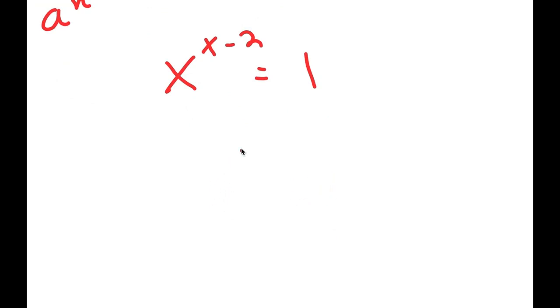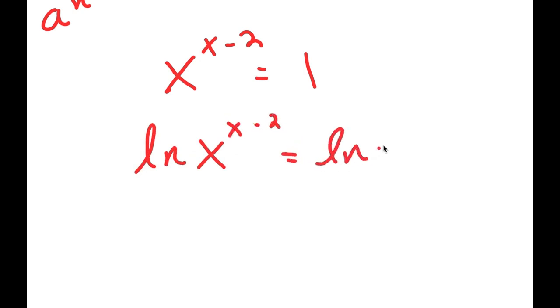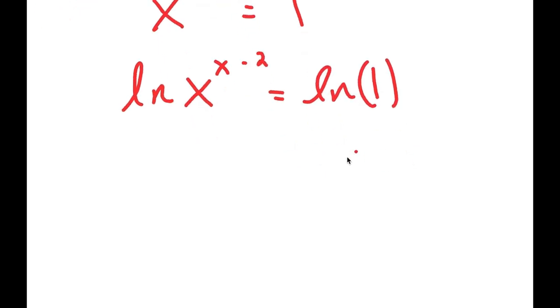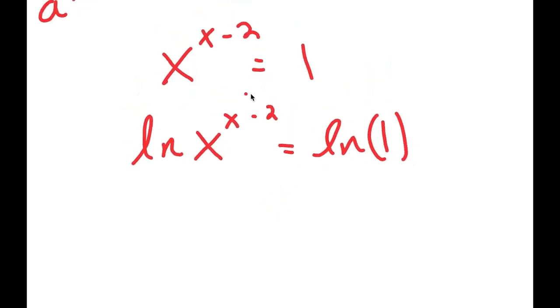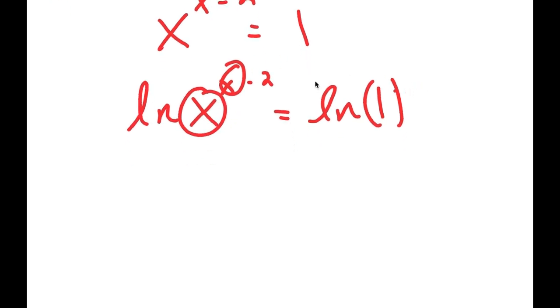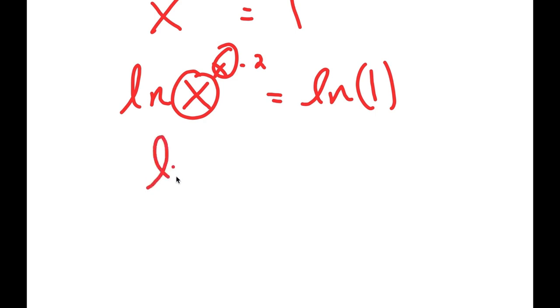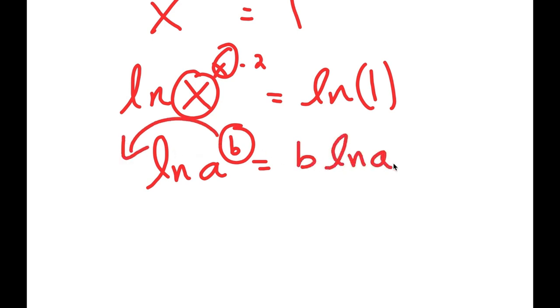Now, from here, what I can do is take the ln, or natural log, on both sides. So I get ln x to the power of x minus 2 is equal to ln of 1. And the reason I did this is because we have x as a normal term as well as an exponent. So we want to get this exponent down to be a regular term. And the way I can do that is by taking the ln on both sides. And if I have something in the form ln a to the power of b, I can move b to the front. So this is going to equal b times ln a.